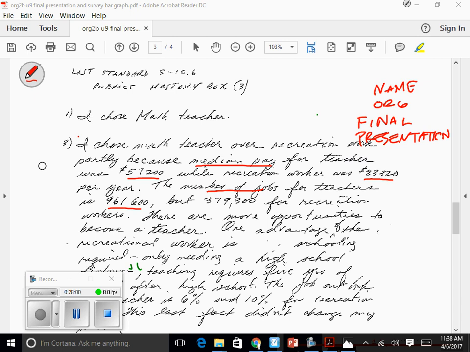One advantage of the recreational worker is schooling required, only needing a high school diploma. Now, what I don't know is if this high school diploma thing wasn't in the numbers part, it was probably in the how to become a recreational worker. So this one, I actually used some data that was not numbers. Is it in numbers? Yeah, it says. Okay, perfect. So it's still in the same section.